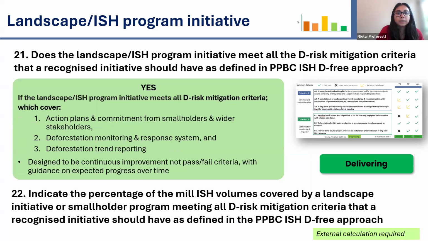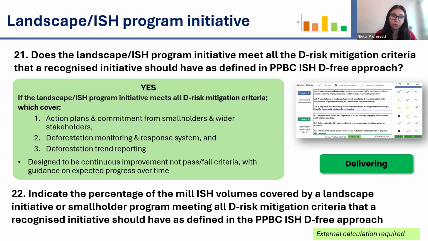Question 21 is about whether the landscape initiative meets all of the deforestation risk mitigation criteria that a recognized initiative should have, as defined in the PPBC independent smallholder deforestation free approach. Sorry, it's really a mouthful to read all these words. Essentially, you would answer yes if the landscape initiative meets the deforestation risk mitigation criteria.